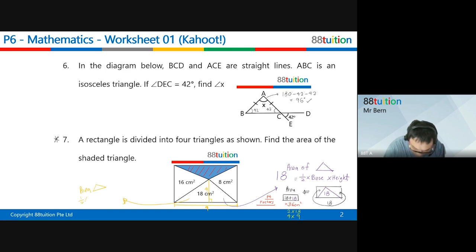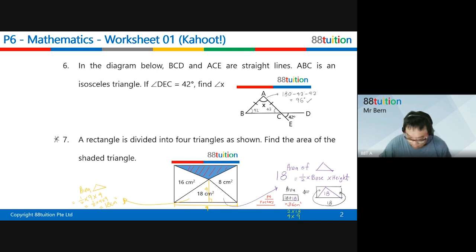Half times base. What's the base? 9 times 4. So half times 9 times 4 can be written as half times 4 times 9. Half times 4 is 2. 2 times 9, 18. Correct. Can you see now? It works. So the reason why I'm looking for the rectangle is I want to find out what the length and the height actually are. So 4 and 9 can be a possibility.